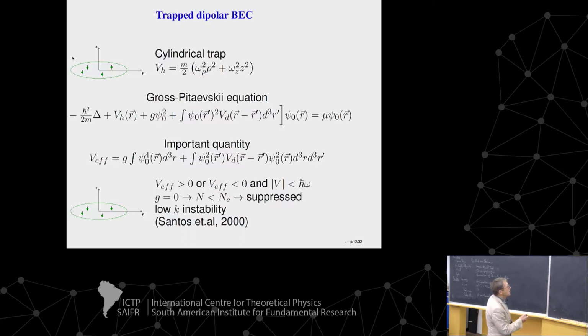Yes? And then, if this V effective is positive, or it is negative but smaller than the trap frequency, which means the level spacing between the trap levels, yes, then the condensate is likely to be stable. For example, for this case, where this is 0, the instability at low momenta is suppressed when the number of particles is smaller than a critical value. It does not at all mean that it's completely stable, but that's what it is like here.